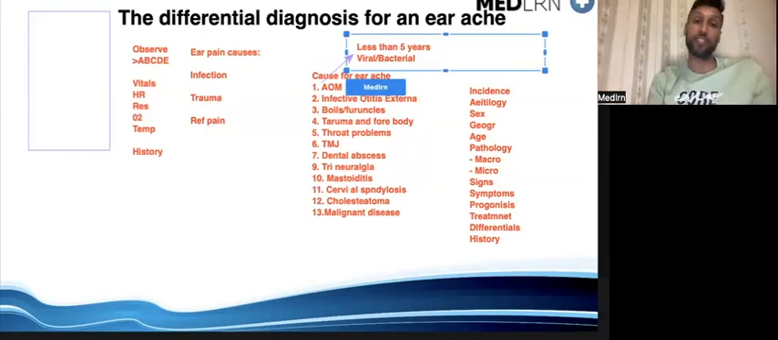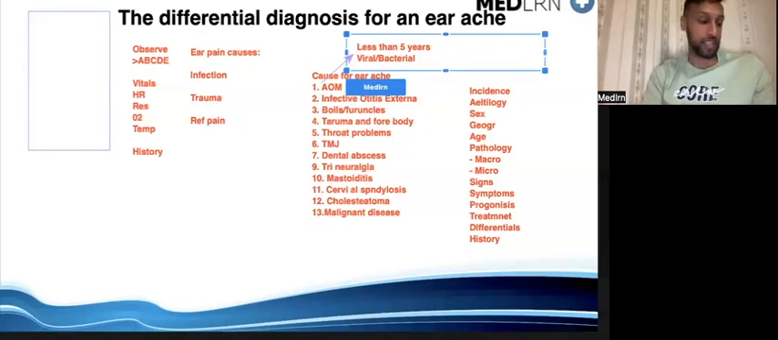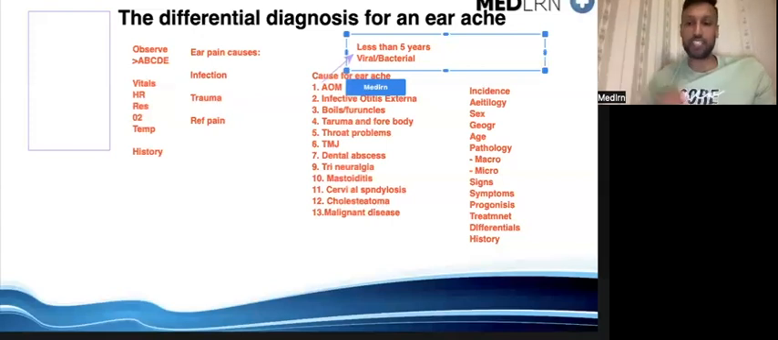Do you know that breastfed children are less likely to develop acute otitis media than those who are bottle fed? Did anybody know that? Breastfed are less than bottle fed? Good. And if you're unsure, you can research it, you can do some homework and find out why. Great.